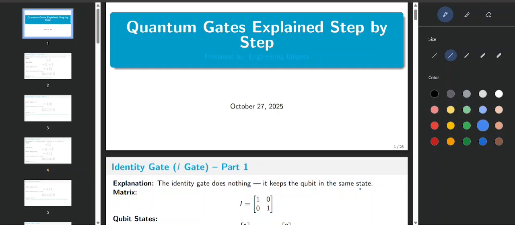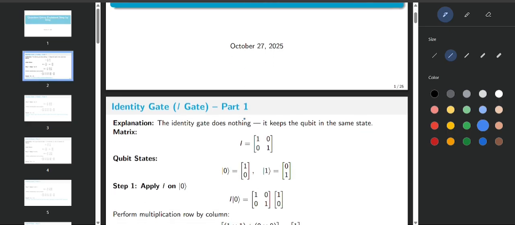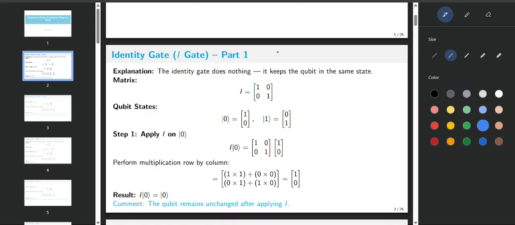Everyone, so today we are going to discuss quantum gates. We have some quantum gates similar to logic gates in classical computing. I have derived every mathematical representation with calculations in this particular video, so please listen carefully.